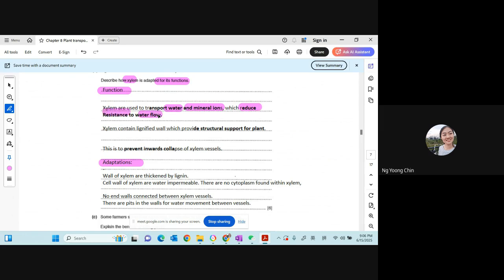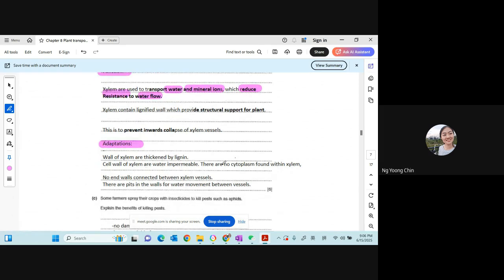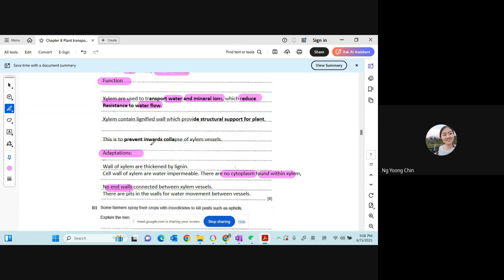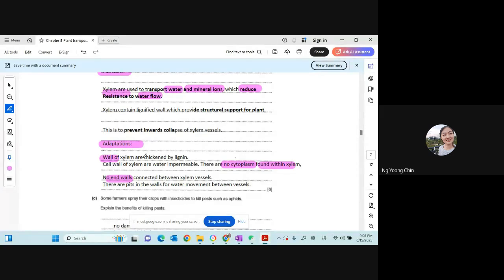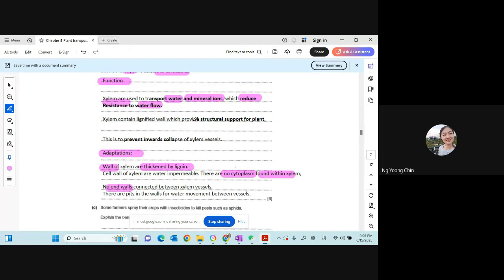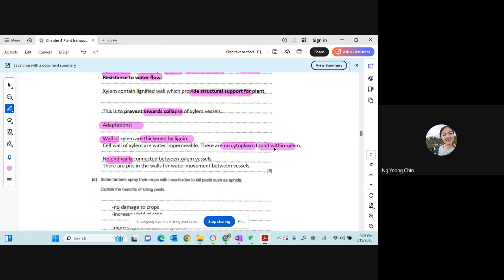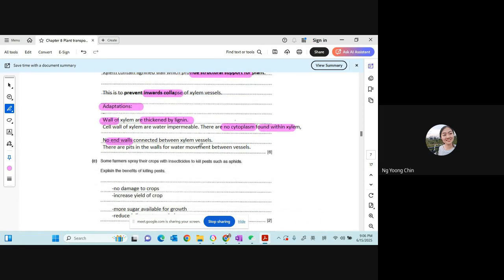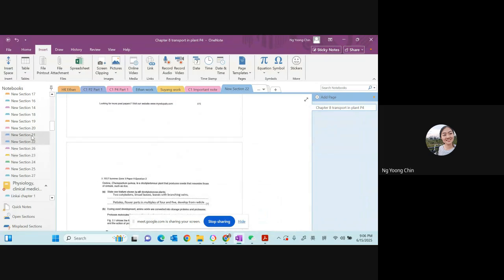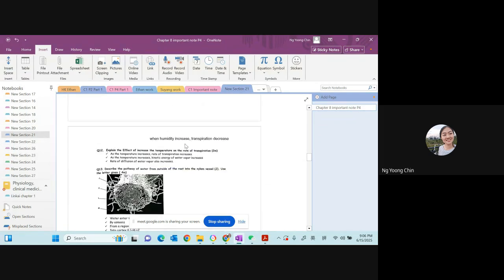So how are they able to reduce resistance? It is because they don't have cytoplasm within the cell. Okay, and also there's no end wall between the xylem vessels. And they have a wall thickened by lignin, so this will provide structural support for the plant and prevent them from collapsing. And also, another point for xylem, sorry, I forgot to tell you, the xylem point is this, which I draw for you. Xylem actually contains pits.